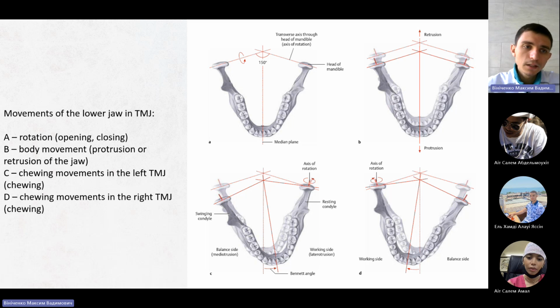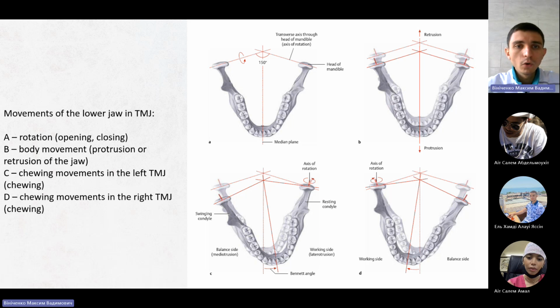Here is the median plane, and the angle between these transverse axes must be 150. Here on this right side we can see the movement of the lower jaw. It is the protrusion. When we move our lower jaw forward, it's called protrusion. We saw that this angle, which is 150, doesn't change.